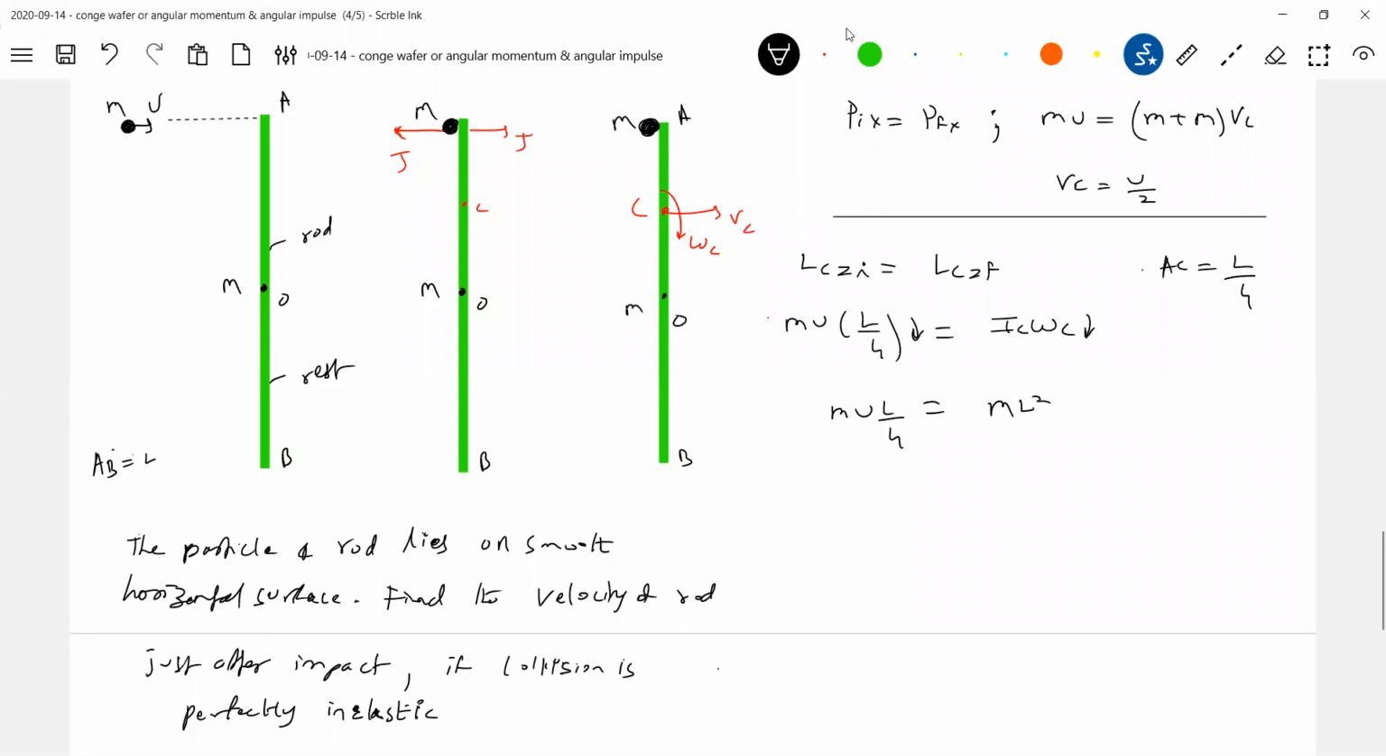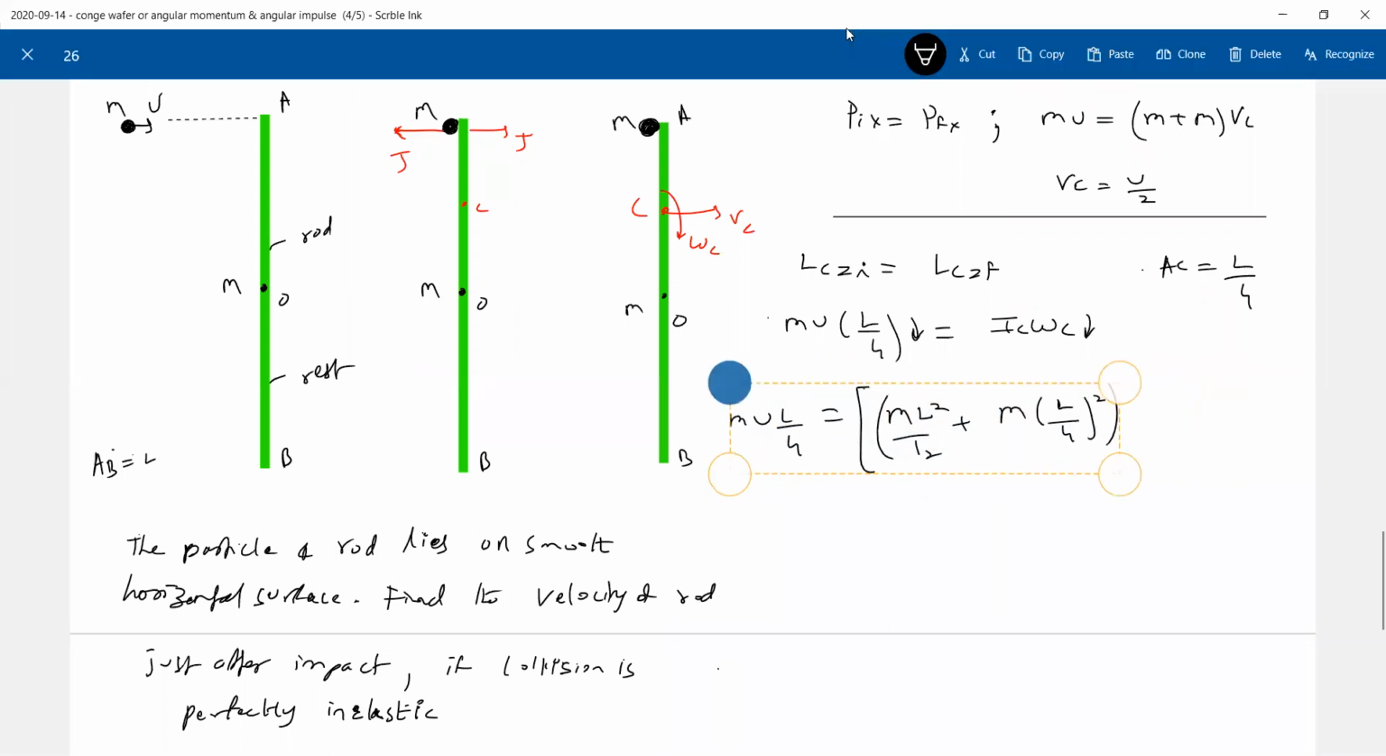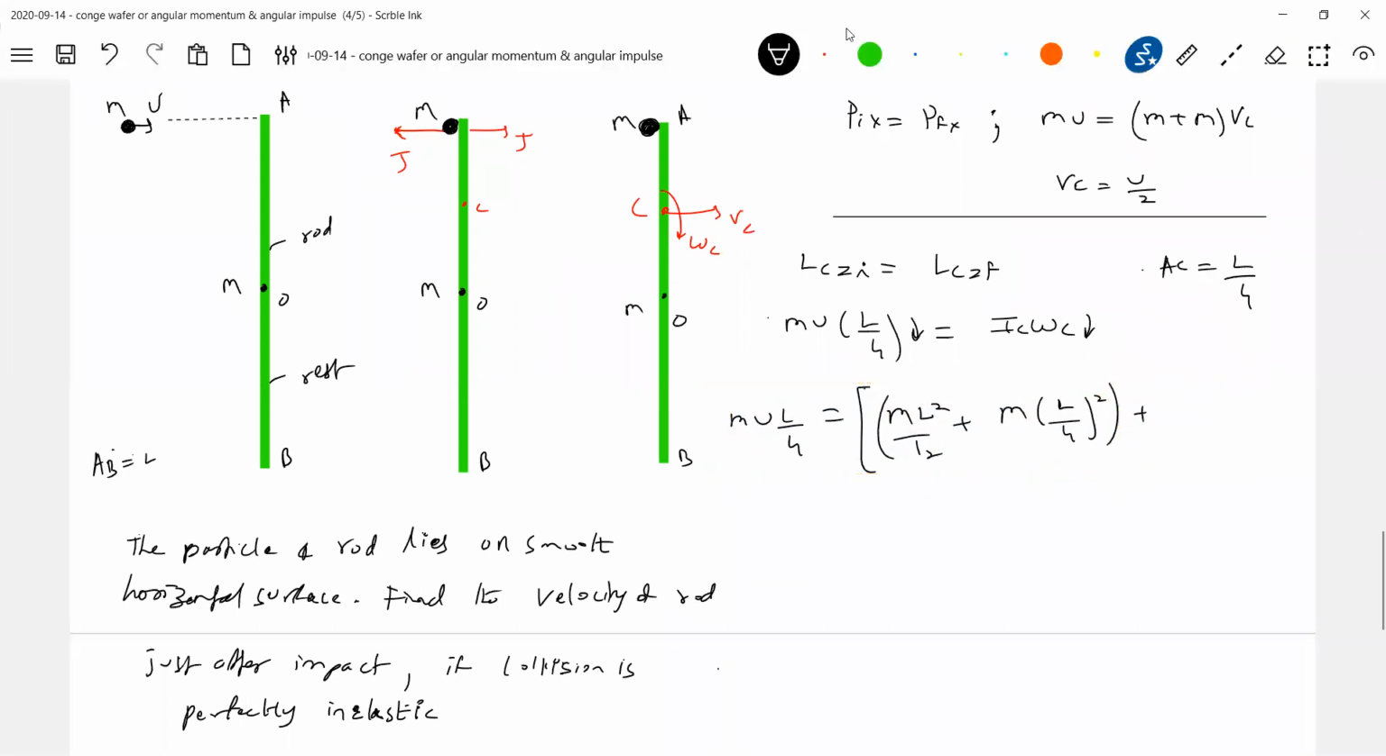I_C is the moment of inertia of the rod, mL squared by 12, plus m into (L by 4) whole squared. This is for the rod. Then for the particle, at what distance from the axis is the particle? At a distance L by 4. So m into (L by 4) whole squared, into omega_C. Solving all this, we already know V_C, and solving this we'll get omega_C. So put it clearly: this is for the rod, and this is for the particle.